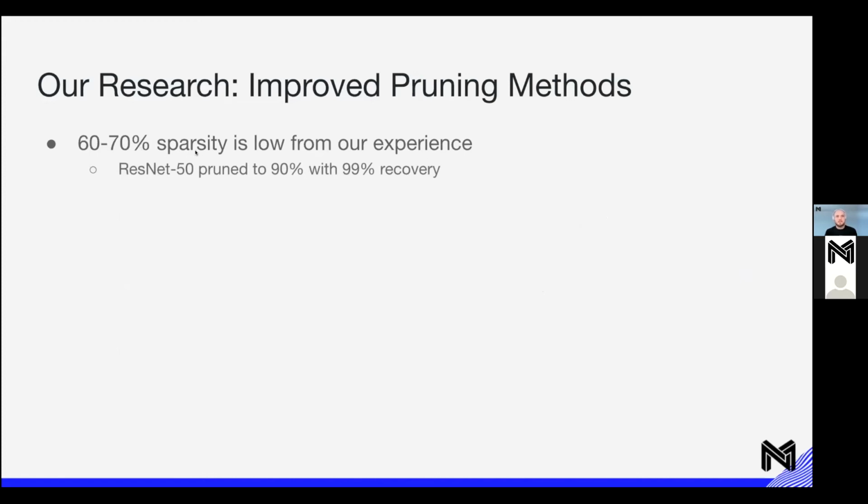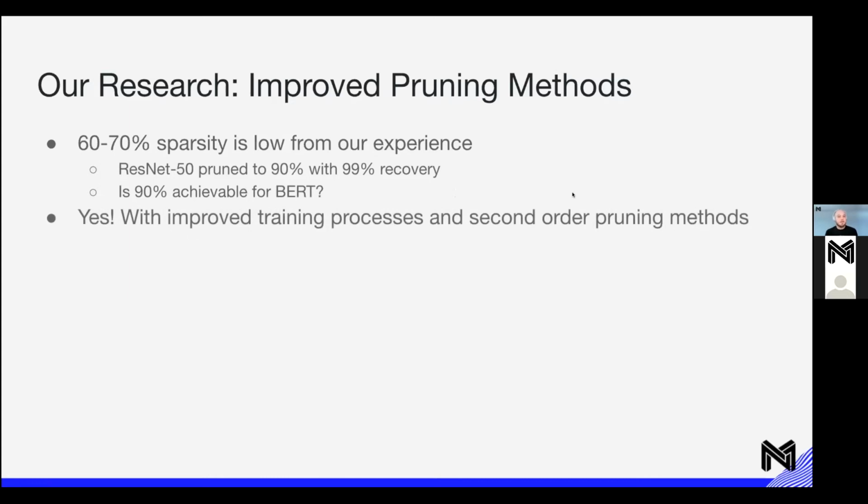Well, one thing is 60 to 70% sparsity is low, at least in our experience on the computer vision side. Whereas with ResNet-50, we can prune that to 90% with 99% recovery. So then the question is, is 90% sparsity achievable for BERT? Is it achievable in the NLP domain? Is computer vision and image classification something special that 90% is achievable there, where it doesn't actually transfer across domains? Well, as we were able to discover, yes. So we were able to improve on the training processes and also use second order pruning methods to be able to enable 90% sparsity with recovery.